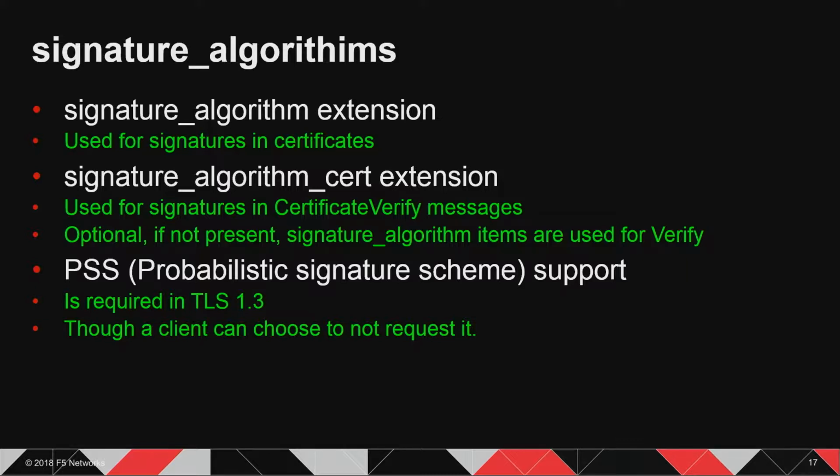There's also now a signature algorithm extension for TLS 1.3. It allows you to specify signatures allowed for certificates. There's a signature algorithm cert extension. It's using the certificate verify message that comes back. It's optional. If you don't specify that, it just falls back to the signature algorithm. There's a new signature scheme for TLS 1.3 called PSS, probabilistic signature scheme. That's required for support in TLS 1.3. The client doesn't have to use it, but you have to support it if you want to be RFC compliant.